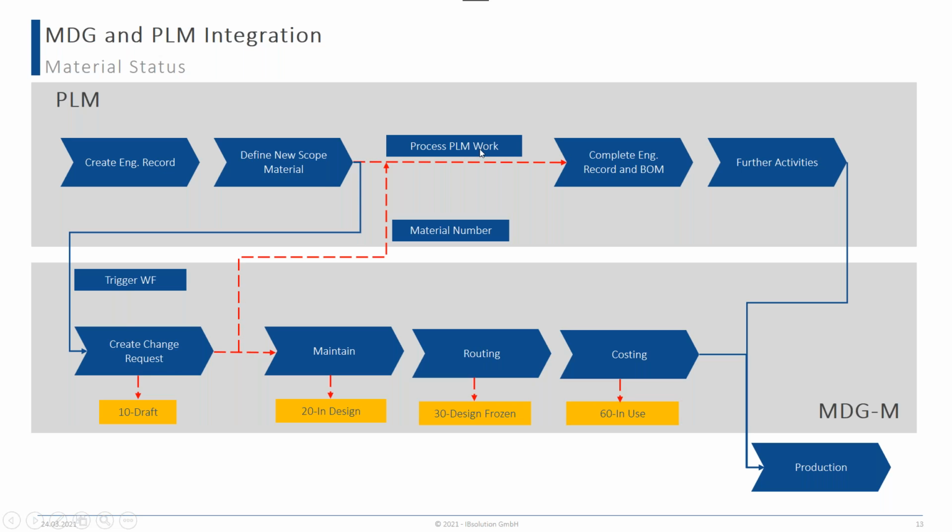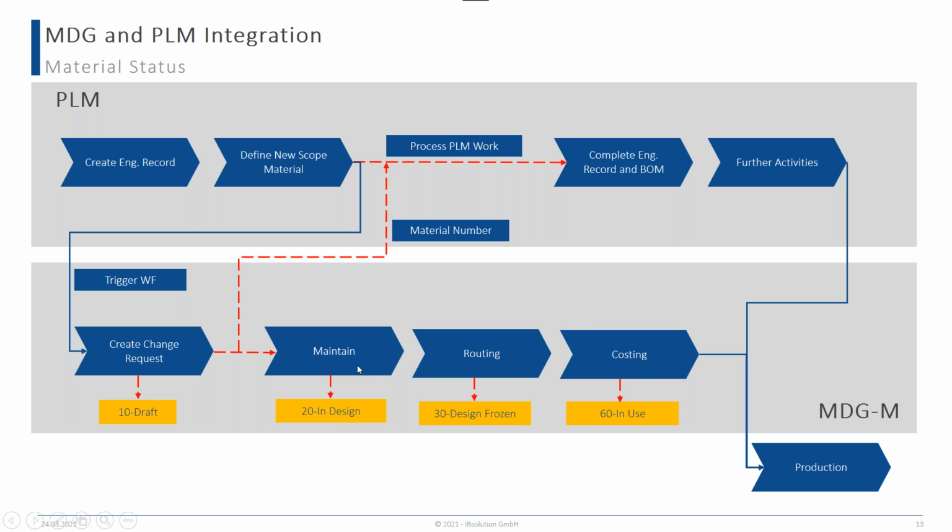Then PLM will work in parallel on the bill of material and the designing and everything. And simultaneously in MDG, we will maintain the remaining information: plant related data, material requirement planning related data, storage related information. Once we have maintained the data and it's activated, we change the status to in design.